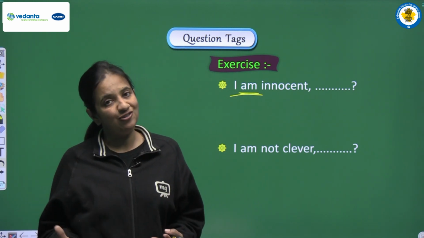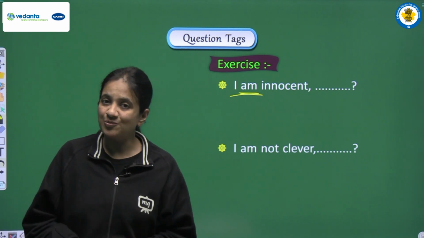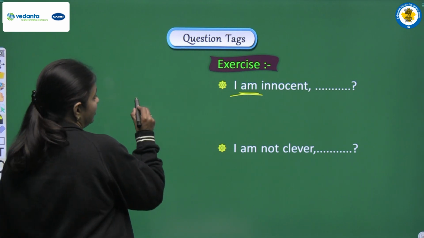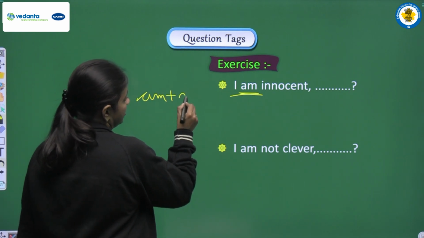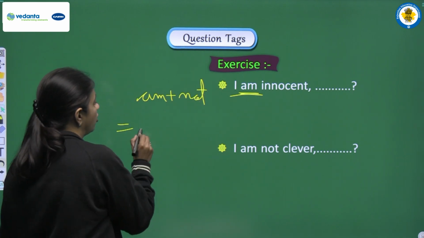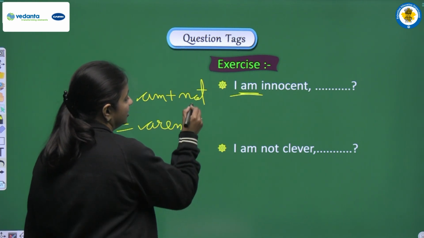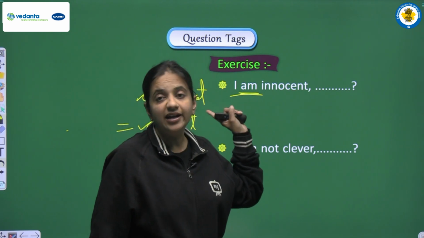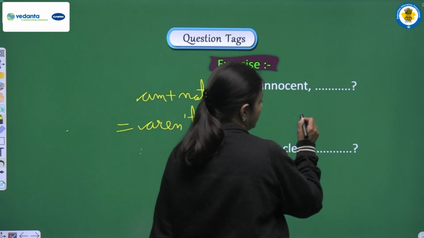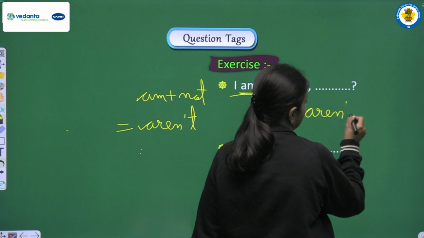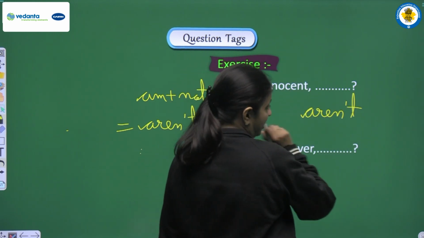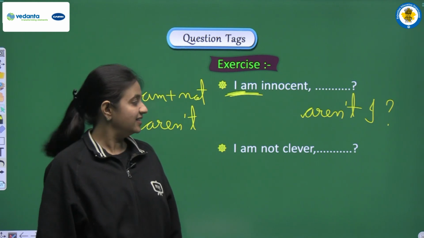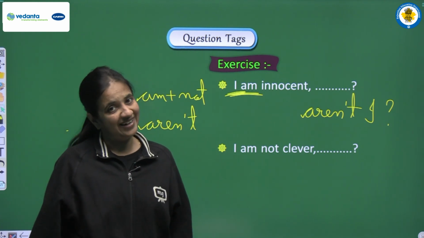We have seen the short form of all the auxiliary verbs, and I hope you are able to recall that whenever we have to write am plus not in a short form, always and always we write aren't. Right, you all remember this. So in this sentence also we have to write am plus not, so the question tag will be aren't, and the pronoun is I, so we will use the same pronoun. So the question tag will be aren't I, and the sentence will be, I am innocent, aren't I?